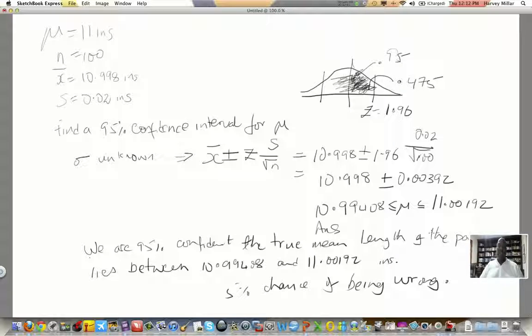Now the question is, is this manufacturer producing an average length of 11 inches? We cannot say that they are not, because 11 inches is actually contained within the interval. So if you look at the interval, 11 inches is contained within that interval, and so therefore it is quite possible that the manufacturer is producing to an average of 11 inches. Okay.